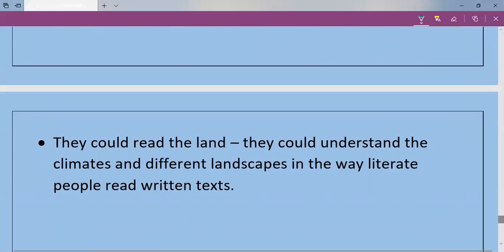They could understand the climate, and different landscapes, mountain, plateau, plain, etc., in the way literate people read written text. We are literate, we are educated. In a similar way, they had the knowledge to recognize the landscape and to identify the type of climate and weather in a land. So hopefully you understood my lesson.